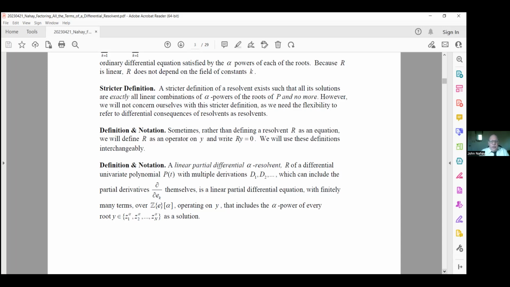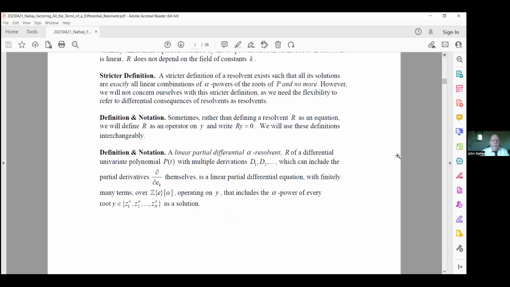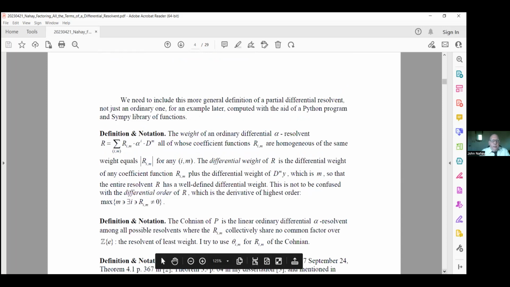And we need to make one more generalization of a resolvent. A linear partial differential alpha resolvent of a differential univariate polynomial with multiple derivations, and those multiple derivations can include just the partials with respect to the E_k themselves, is a linear partial differential equation with finitely many terms over this base polynomial ring in alpha. It operates on a y that includes the alpha power of every root as a solution.